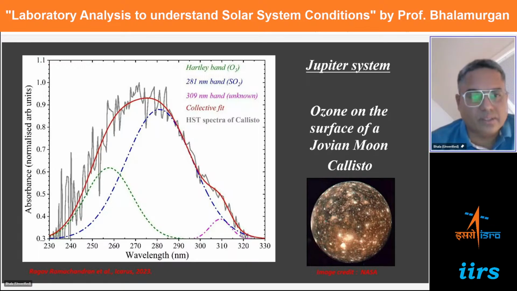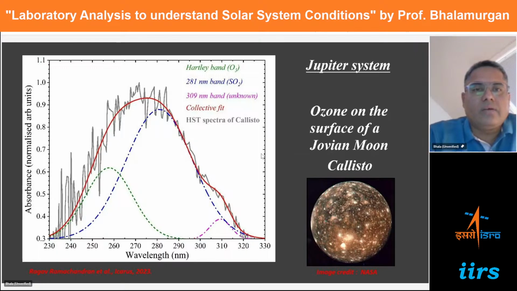It's not just that. If you go to the Jovian system, it has 4 larger moons, of which to date we know that 3 moons have ozone on the surface. For example, Callisto has ozone on the surface. The band in green that you see is the ozone reduction band. The band in blue is sulfur dioxide. The moment sulfur dioxide is present, like CO2 giving ozone, with S instead of C, SO2 can also synthesize ozone.